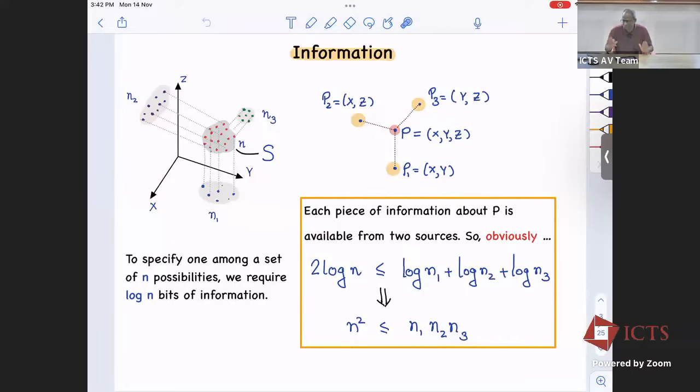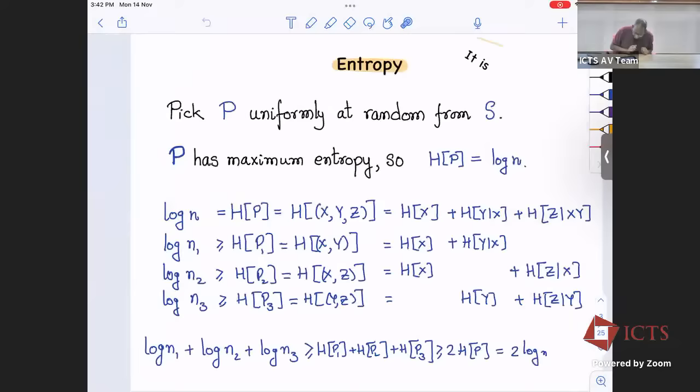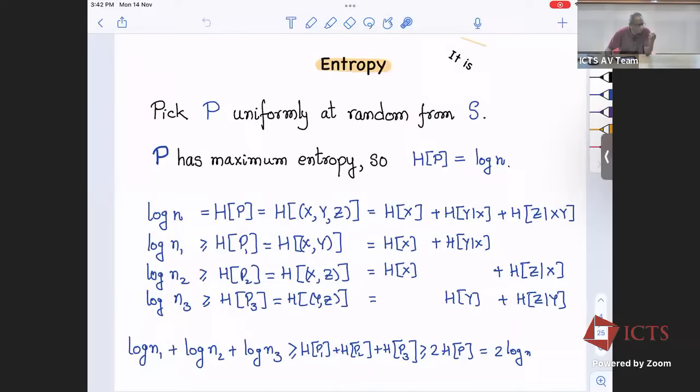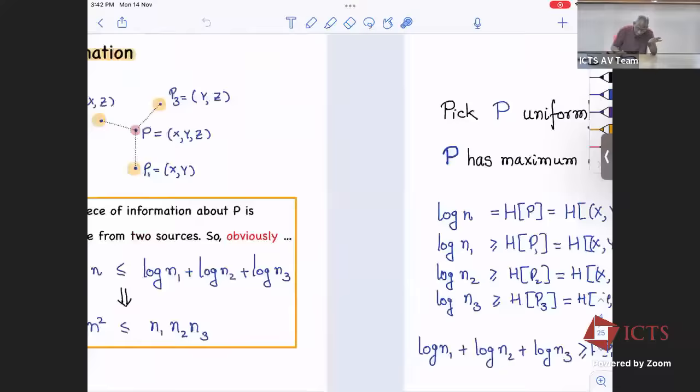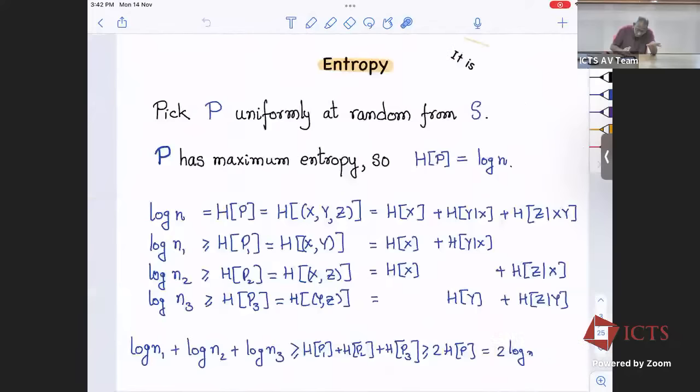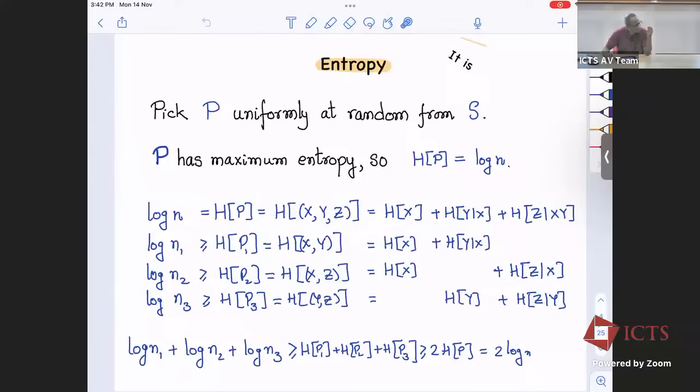So what will happen is that we will define a notion called entropy, which you know, of course, but I will abuse that notion. When you pick a point P uniformly at random, I'm now throwing in probability. There was no probability in the original problem. Now, when a point is picked uniformly at random from a certain set, its entropy is log of the number of elements in that set. So the entropy of P will be log n. That's what I wrote here. And the entropy of each of these projections will be at most log n1, log n2, and log n3 respectively.